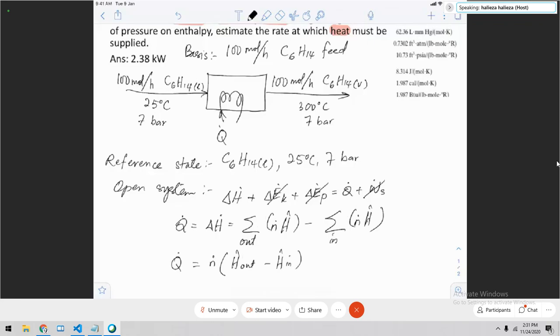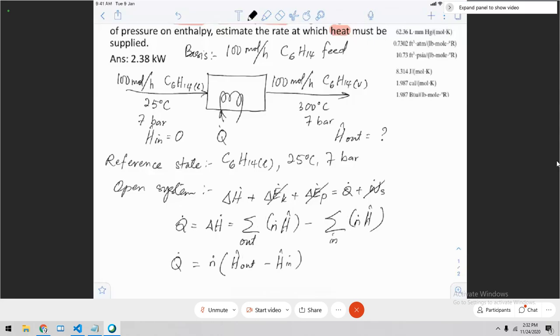Next, what are we going to do? Can you find the H in? Can you get it from the data? Or if there's no data, what to do? What is H in? Use the temperature table. H in is 0. Okay, I must say H in is 0. H out?